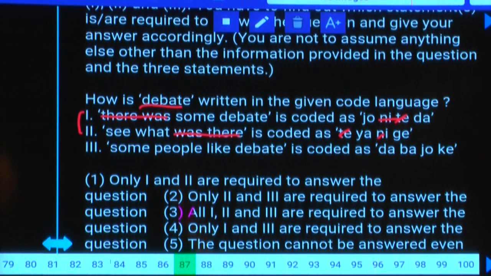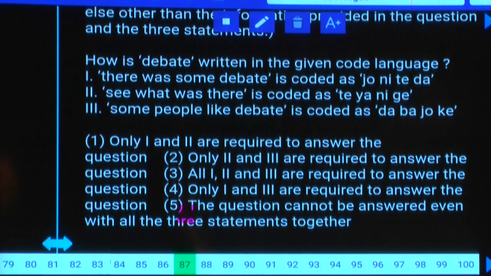But the code to the word debate could be either JO or DA. Clear now? Hence, we are getting 2 different answers. Either it could be JO or DA. Hence, 1 and 2 is not sufficient. Then, combining 2 and 3. If you combine 2 and 3, tell me what are the words which are common here? See what was there. See what was there. And in the third one, some people like debate. Now, is there any word which is common between these two? No word is common between these two, hence we cannot determine the code. And 2 is also ruled out.